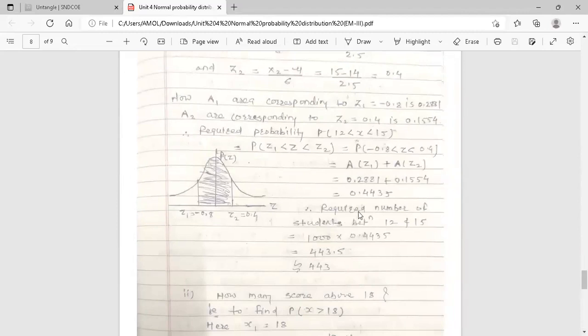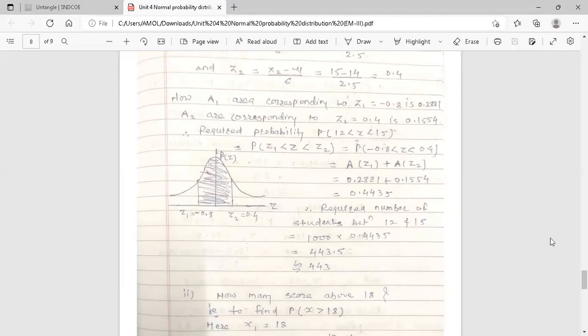And you just do the addition of area of Z1 plus area of Z2. It is nothing but 0.4435. This is the probability between Z1 and Z2. And so the required number of students between 12 and 15 is equal to: now you multiply this probability by 1000 and it is equal to 443.5, which means approximately 443. So the number of students is 443 out of 1000 who score between 12 and 15. This is your answer.